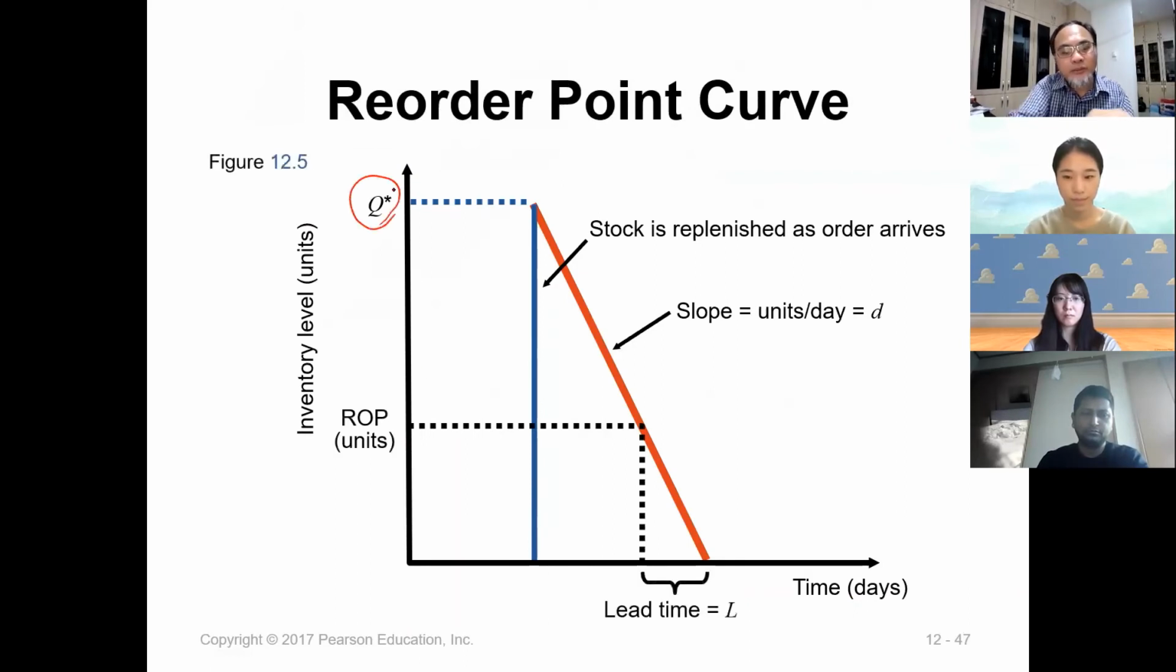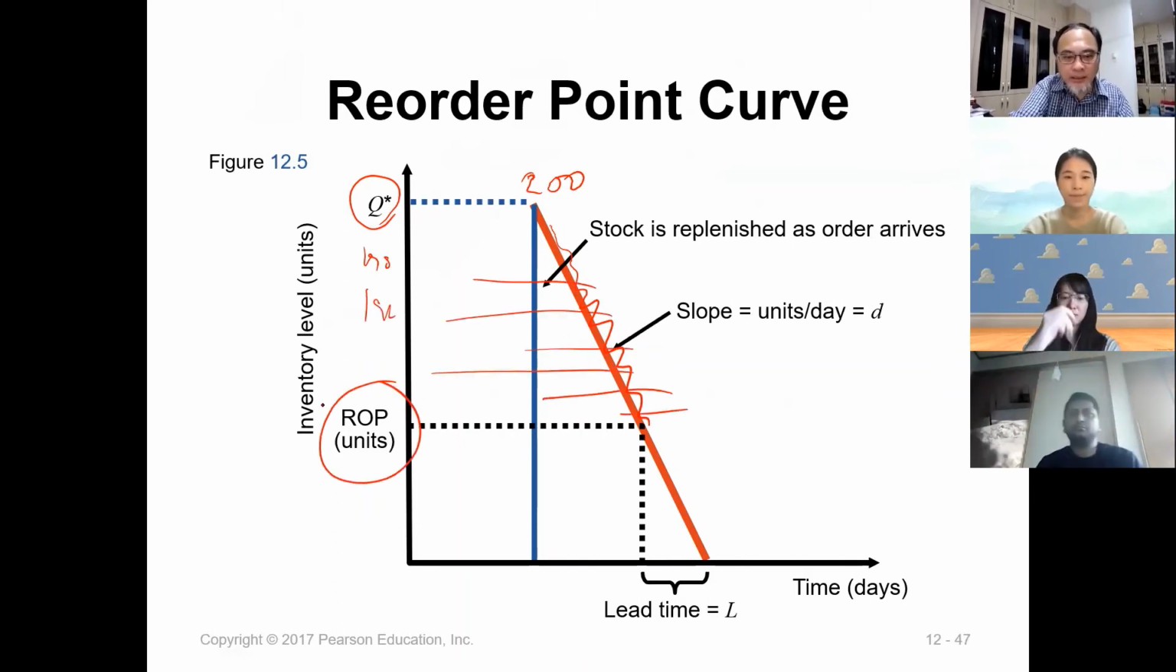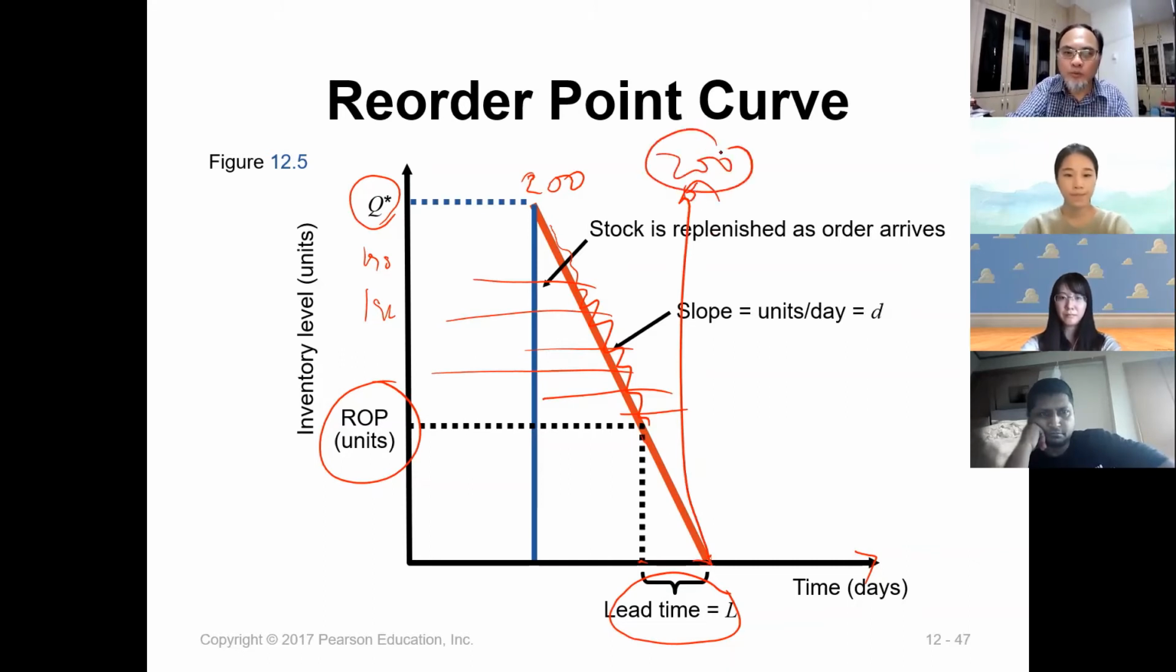So this is our Q star. For example, start from 200 and we reduce the stock because we use it. So now it becomes 198, 196. It will reduce until ROP. And this lead time, because this is in days. So the reorder, then it will arrive, then instantaneously it will increase back to our EOQ. And we use it.